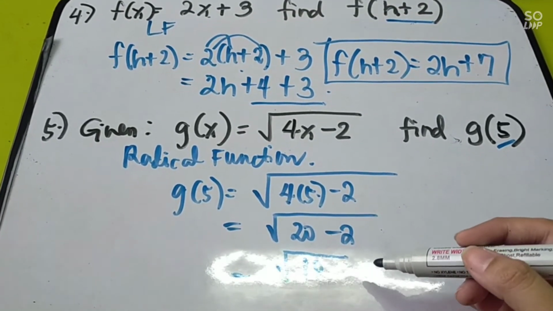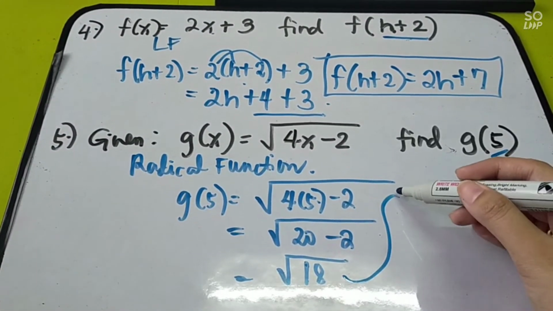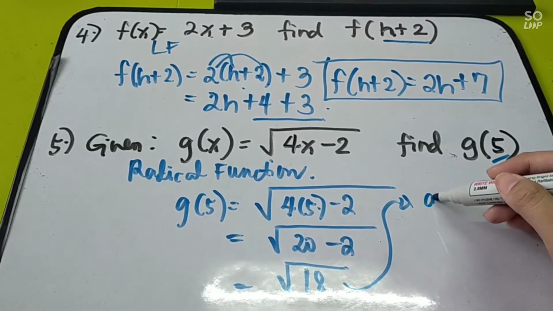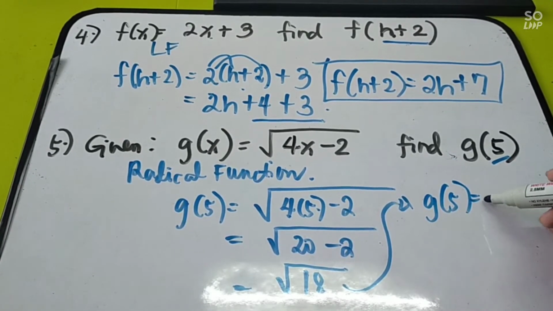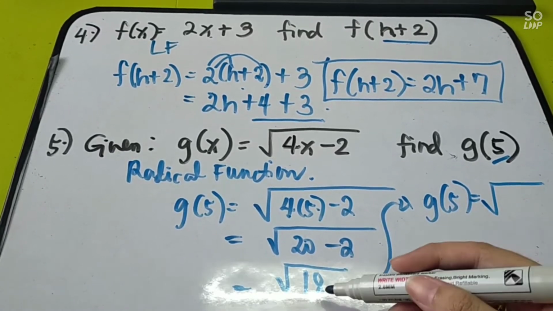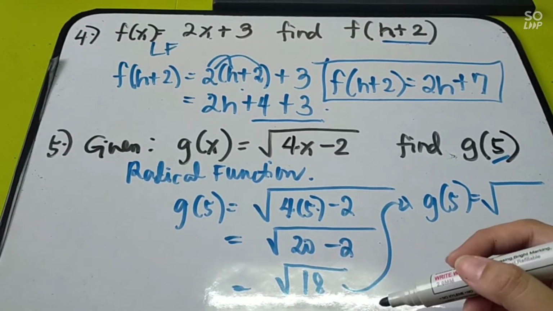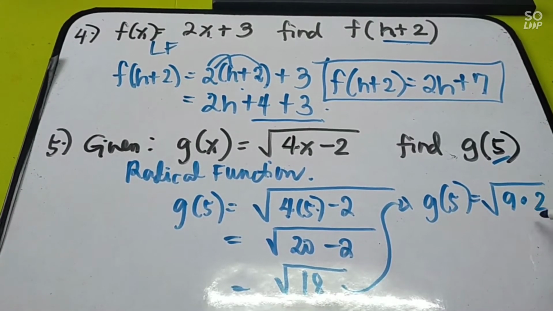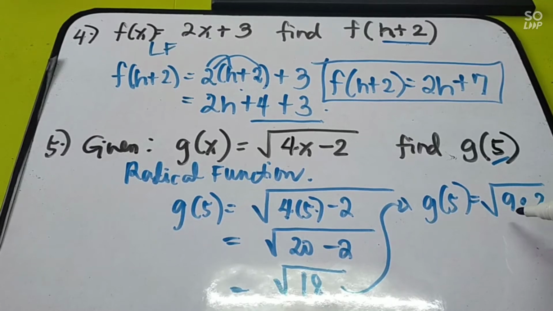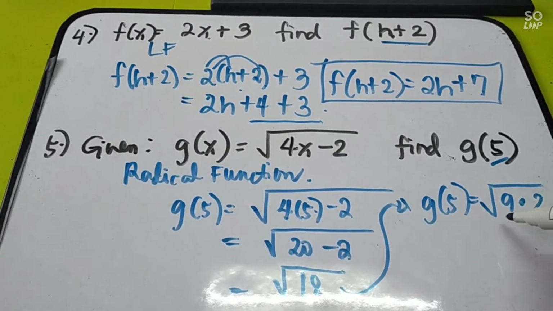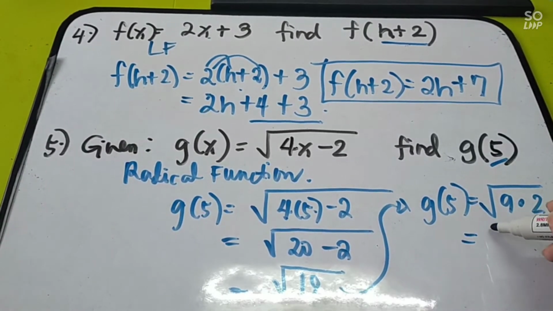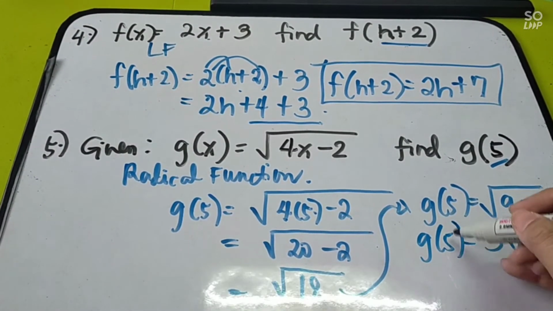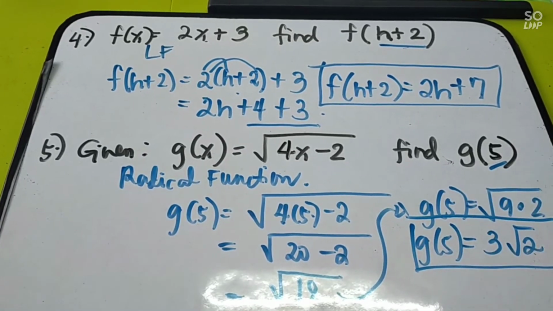Then, you have here, it is equal to the square root of 20 minus 2, the answer is 18. Since 18 is not a perfect square, so hindi siya perfect square, ang gagawin natin, pa-factor natin si 18 na ang isa ay perfect square. So, g of 5 is equal to the square root of. So, what are the factors of 18 na ang isa ay perfect square? So, you have here 9 times 2. 9 is a perfect square. So, since 9 is a perfect square, ilalabas natin siya. The square root of 9 is 3. Then, square root of 2. So, that is g of 5. We're done. That is it.